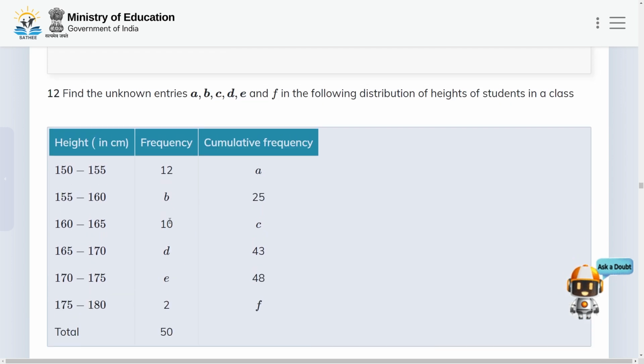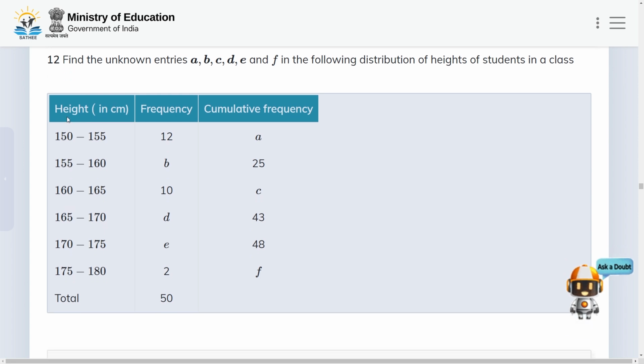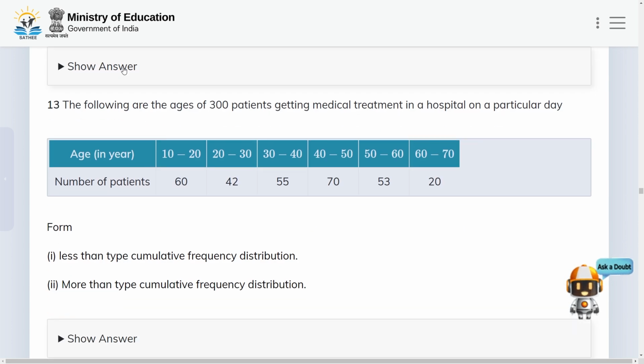In the next problem, we have to find the unknown entries A, B, C, D, E, and F in the following distribution of heights of students in a class. Okay, so here in this column we have height in centimeter, in this column we have frequency, and in this column we have cumulative frequency. Okay, and we need to find the unknown entries A, B, C, D, E, and F. Okay, so let us find. So let us see the answer.